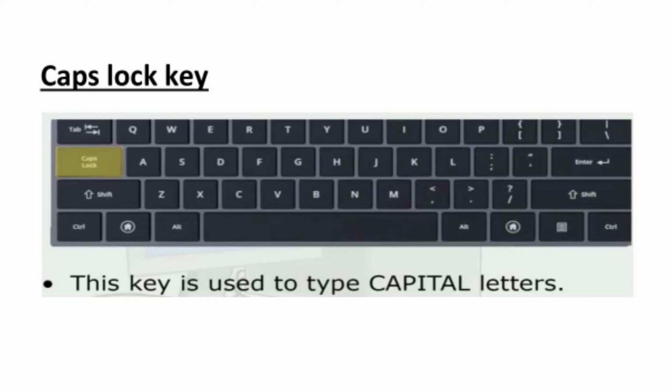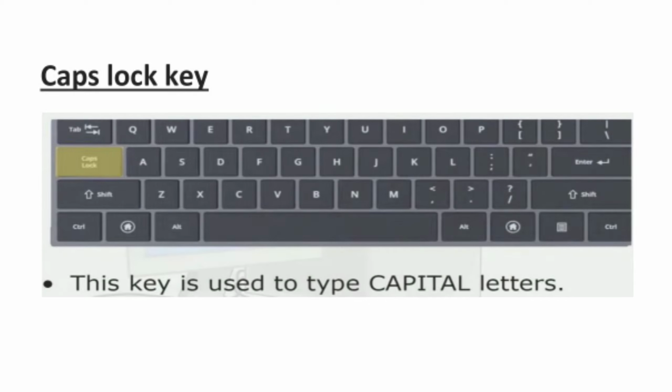It is also called toggle key. Why is it called toggle key? Because you turn on or off this key. So it is also called toggle key. It is a very easy to use and very important key on your keyboard. If you want to type letters in capital, then first you must press the caps lock key on.